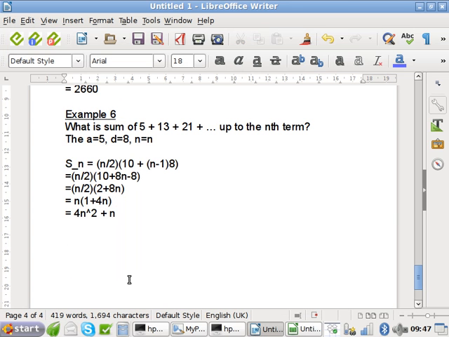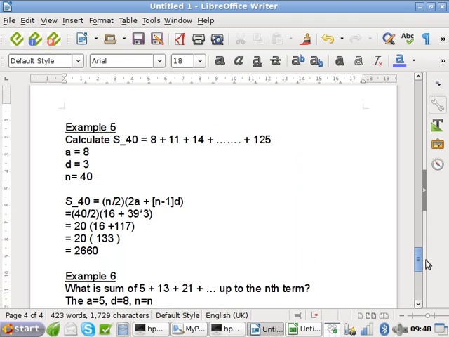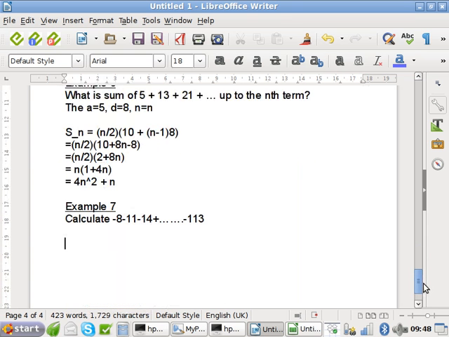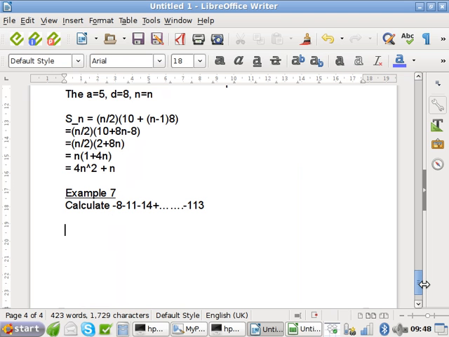Okay, now on to the one I promised you. Example 7. Calculate this: minus 8, minus 11, minus 14, many more terms, minus 113. So what's the big difference between example 7 and example 5? Minus is one difference. In the previous example, you have the n. Yes, and here you don't have it.